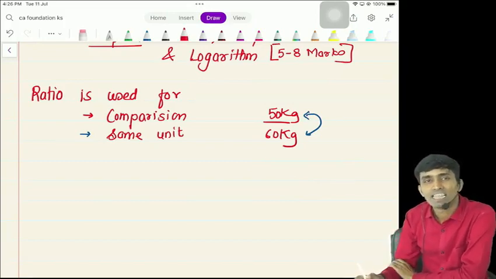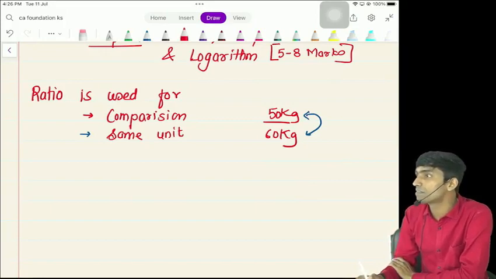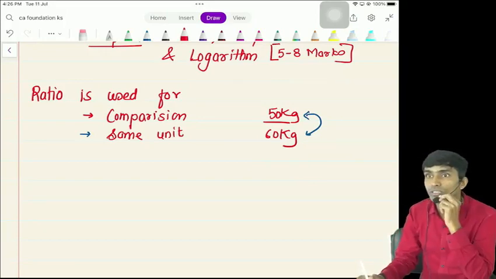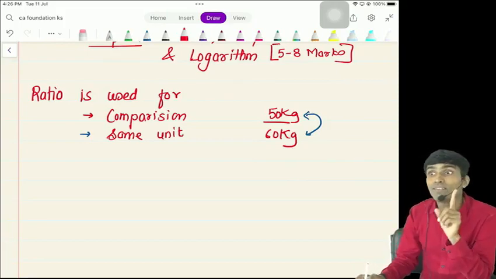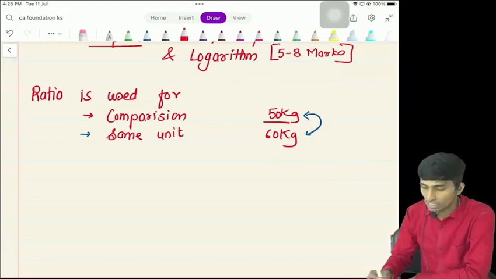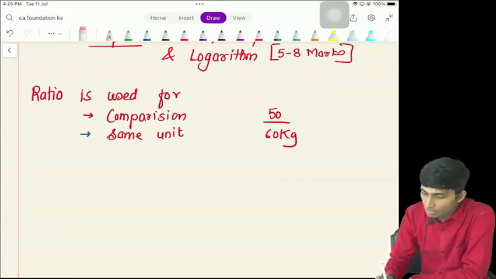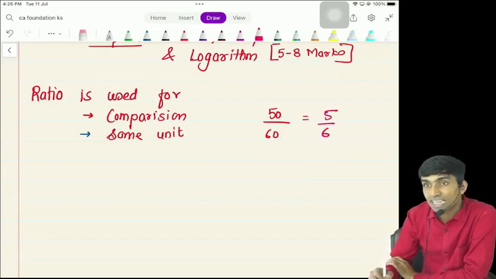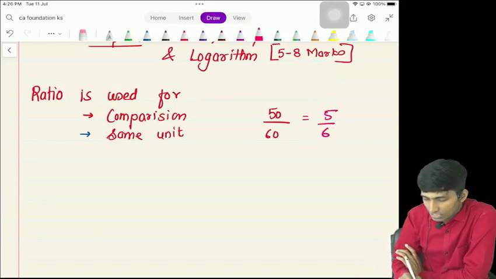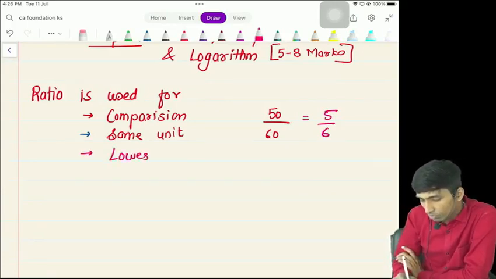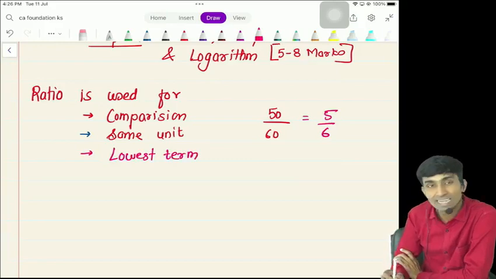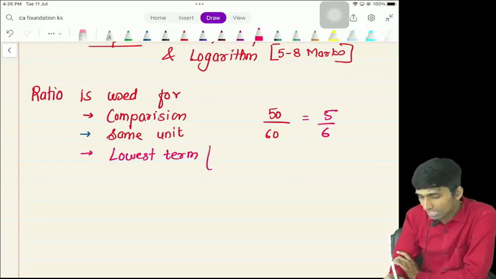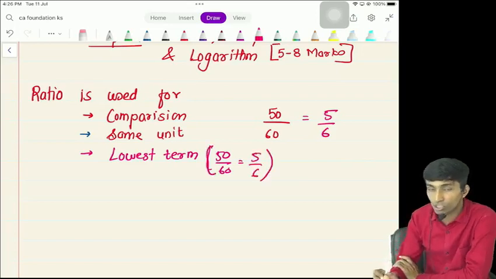Can I say ratio is nothing but it is in the lowest terms? Ratio is in lowest terms. Everybody knows what is lowest term? If I write here 50 by 60, what is the lowest term? 5 by 6. Can I cancel it further? No, so this is the lowest term. Easy, yes or no? For our reference, 50 by 60 is equal to 5 by 6.